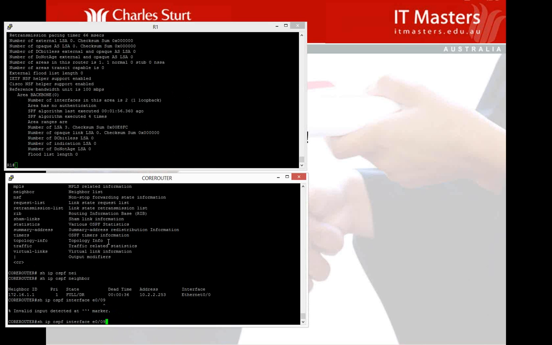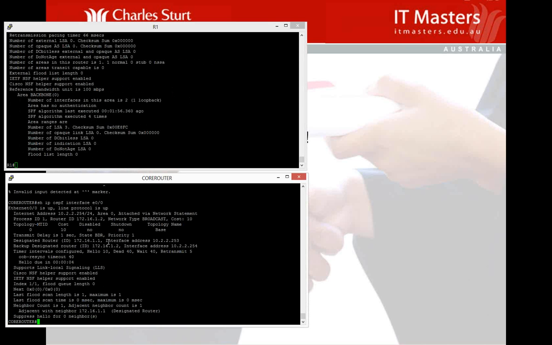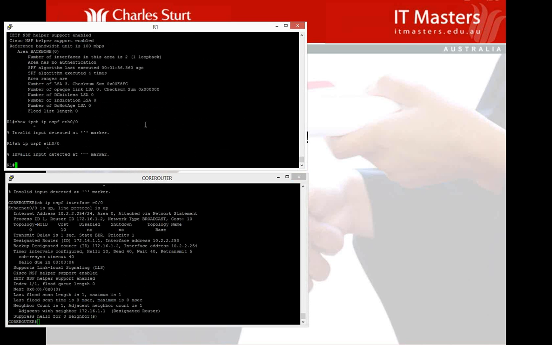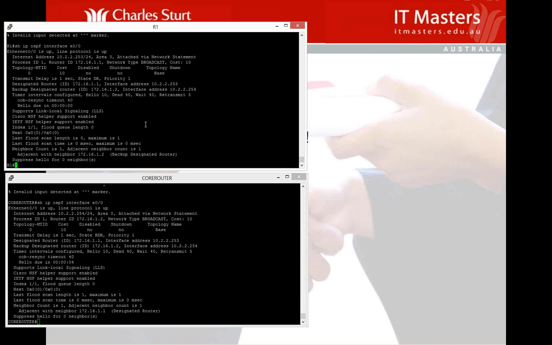Look at the easy one, very easy, 0-0. Look at that, let's have a look here. Time intervals, hello 10, dead 10. Show IP OSPF 8-0. What have we done there? Okay, so intervals 10, 40, they match, hello, dead, wait, all matches, okay.